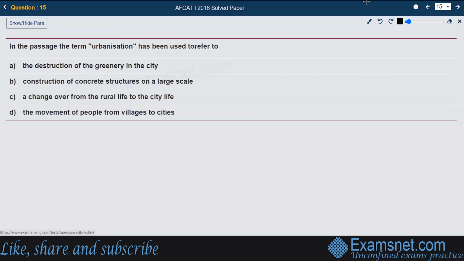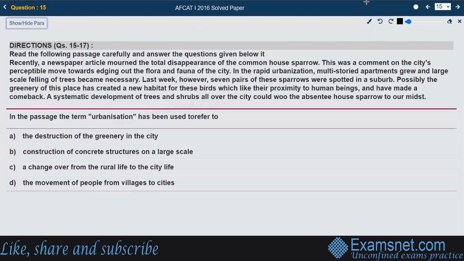15. Now here is a paragraph, and we have to read the paragraph and answer from the paragraph itself. Let's read the paragraph. Recently a newspaper article mourned. The word mourned is related to sadness. It means a sad news has been announced. Recently a newspaper article mourned the total disappearance of the common house sparrow. The common house sparrow is a kind of bird.